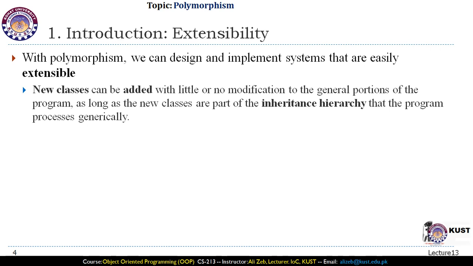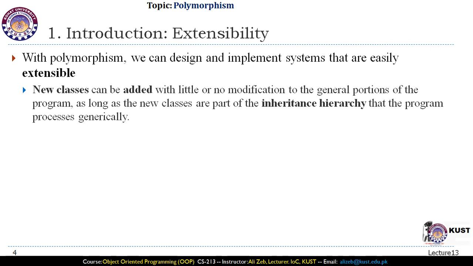We understand that when we use inheritance and then additionally use polymorphism, we can add our new classes without changing our existing system too much. New classes can be added with little or no modification to the general portions of the program, as long as the new classes are part of the inheritance hierarchy. Of course, the class has to be relevant to the superclass that we are trying to extend. For example, we had a shape class in the previous example, and we were using that shape class to draw 3 different kinds of shapes: a rectangle, a triangle, and a circle.